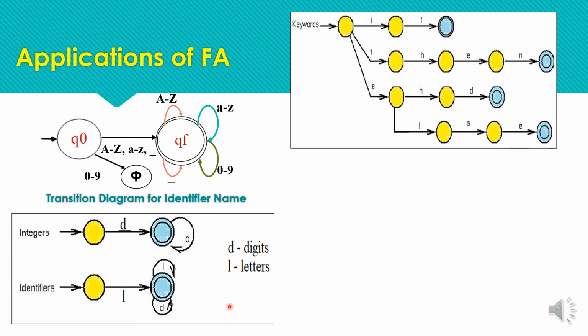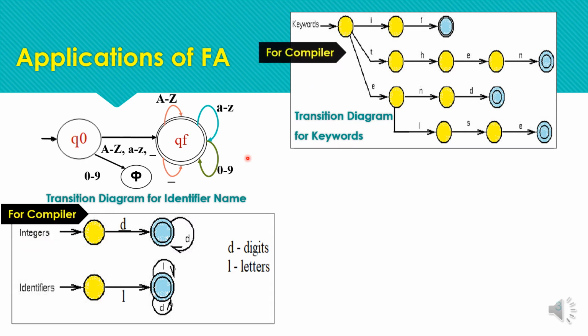Next, for another application, the identification of keywords and other words like if, then, and, else, or any other word can be detected using the DFAs in compilers. So this is a transition diagram for the keyword identification, and as we have so many keywords in the compiler, we have more transition diagrams or more DFA programming for all the keywords. So these are the applications of DFA for compilers.